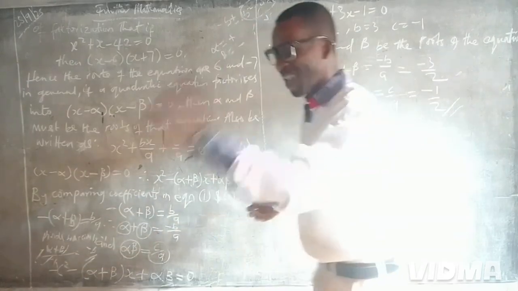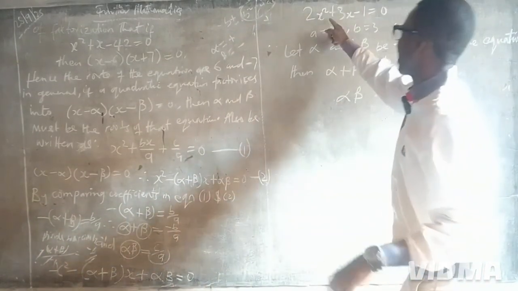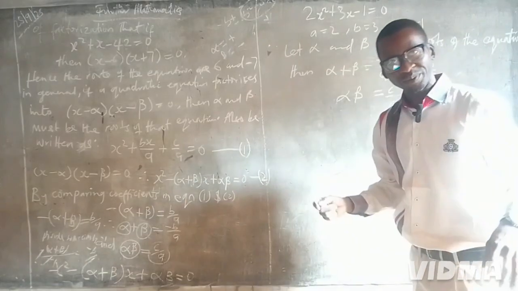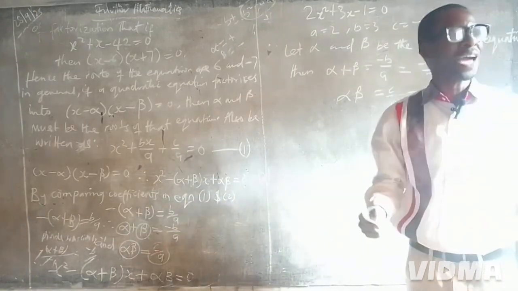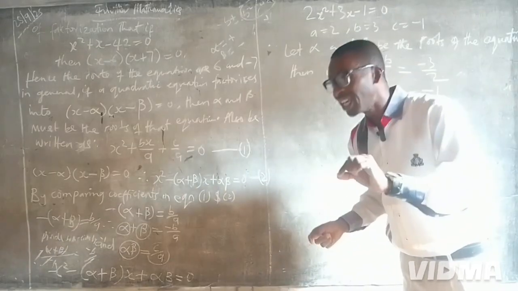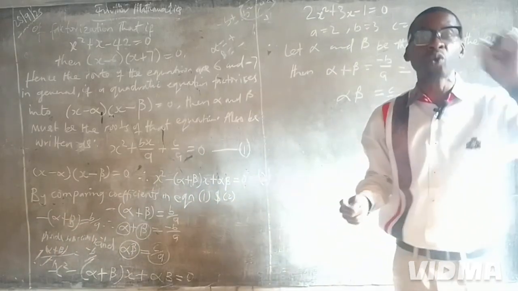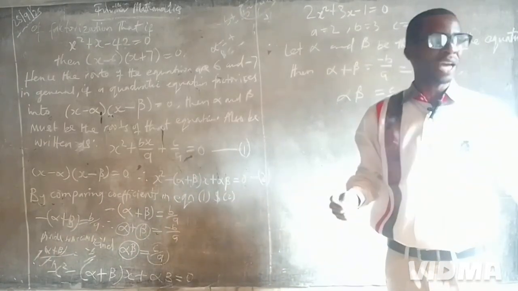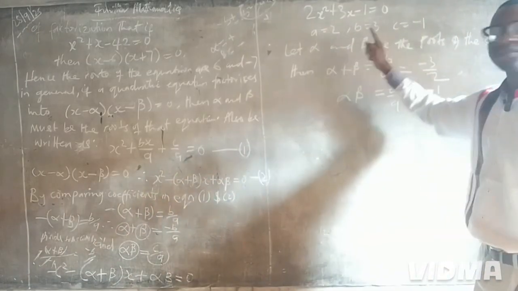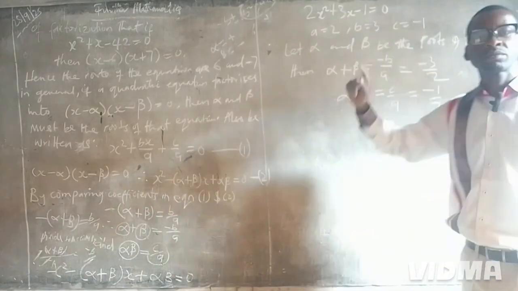Our first question today is 2x squared plus 3x minus 1 equals 0. We are now going to identify a, identify b, identify c, the same way you identify a, b, c in the quadratic formula. So our a is what? 2. Our b is 3. Our c is what? Minus 1.